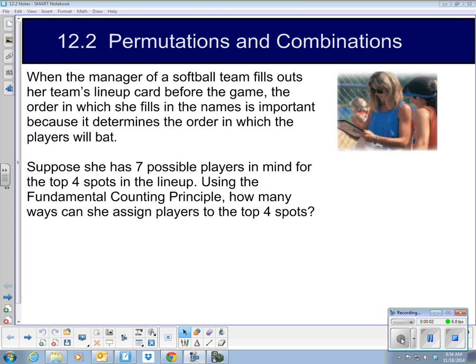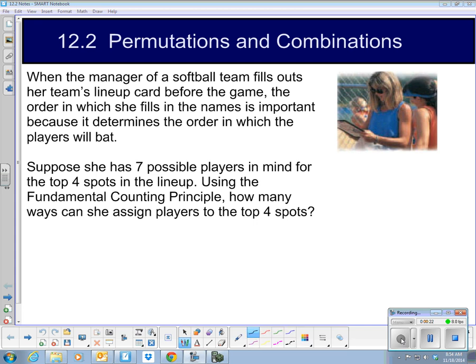All right, ladies and gentlemen of Algebra 2, this is 12.2, talking about permutations and combinations. So kind of the important thing to remember is that in each situation, basically you're counting the number of ways something can happen. It's just a matter of, are you looking at an arrangement or are you looking at a grouping? And I'll explain the difference in a minute.